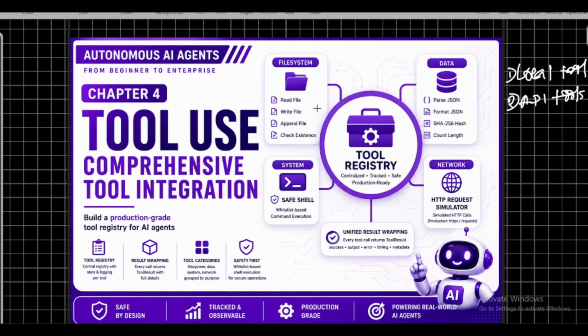So in this diagram we have a kind of tool registry here: centralized, tracked, safe, production-ready. We have these two. We have file system tools. This one allows the agent to read file, write file, append file, and check existence. We have this database tool. This enables the agent to parse JSON format, and security protection. It's very important. Security, SHA-256 hash to secure everything that is going to the database or coming from the database, and count length, using a kind of SQL query.